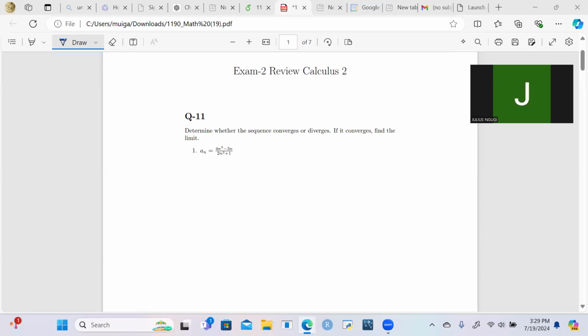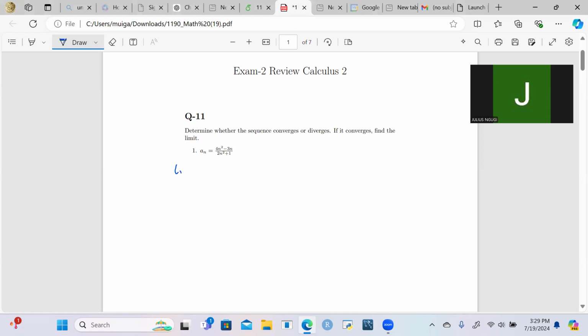So let's continue with the exam 2 review of calculus 2 part 2. So question number 11, we determine whether the sequence converges or diverges. If it converges, find the limit. So we have the sequence a_n equals 4n squared minus 3n divided by 2n squared plus 1.